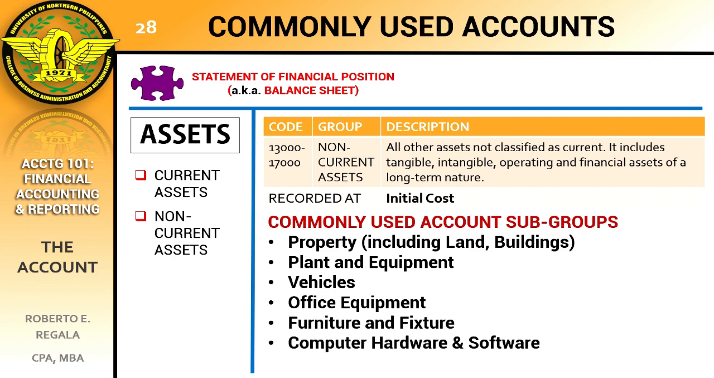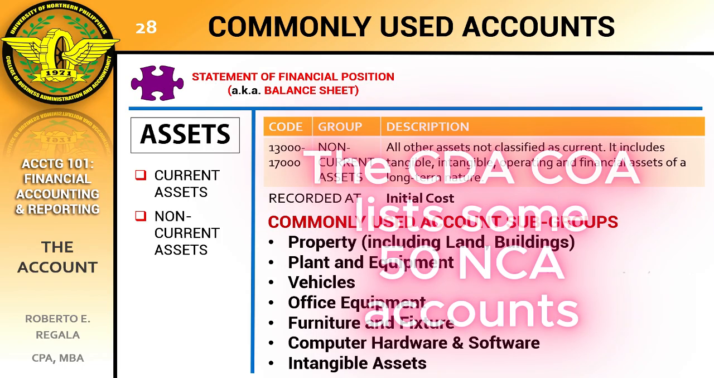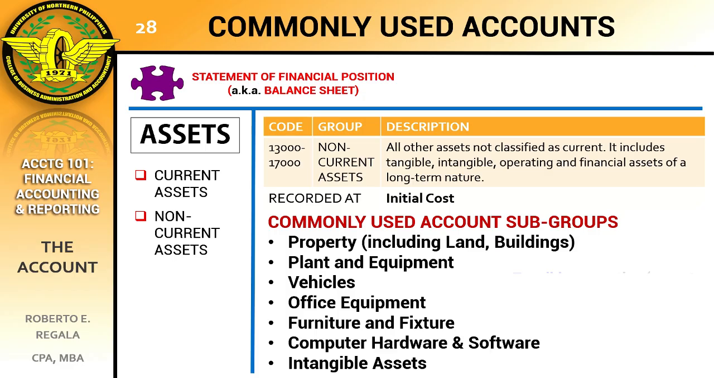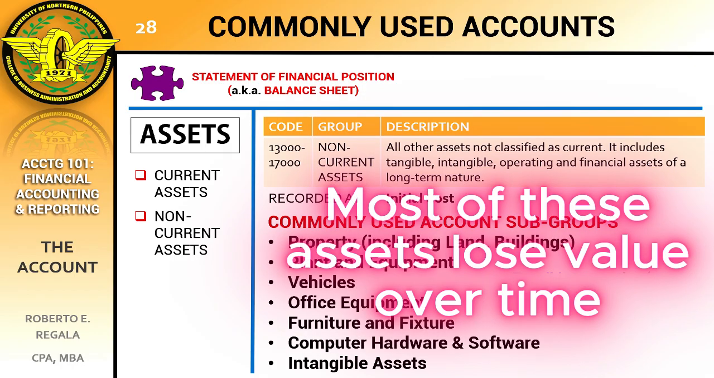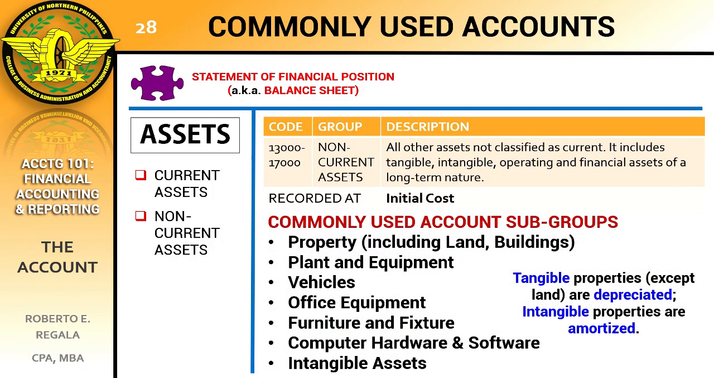Under these classes, some more specific accounts, and these could be a short, long, or very long list depending on the type of business. For example, the chart of accounts issued by the Cooperative Development Authority lists some 50 accounts under non-current assets. Most of these assets, except for land, lose value over time due to wear and tear or becoming outdated. This loss of value is called depreciation for tangible assets and amortization for intangible assets.